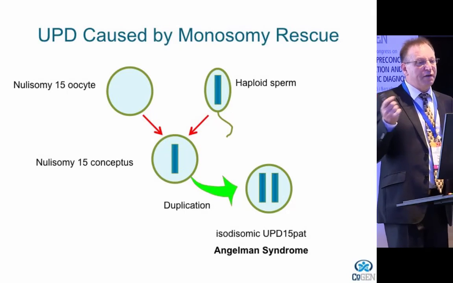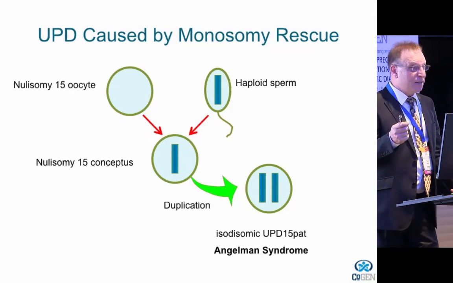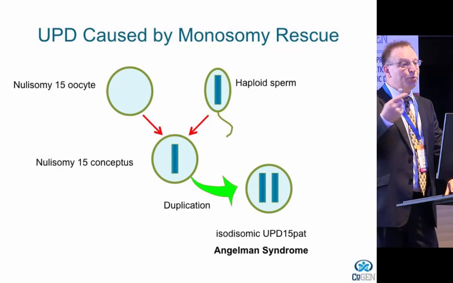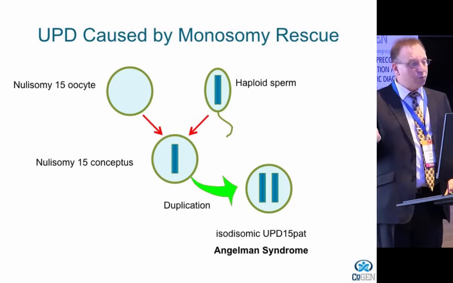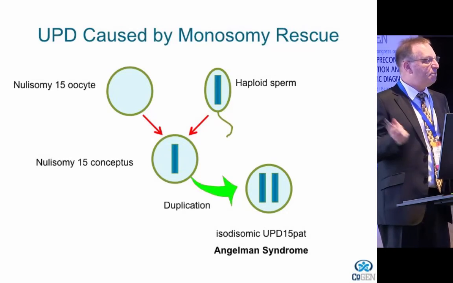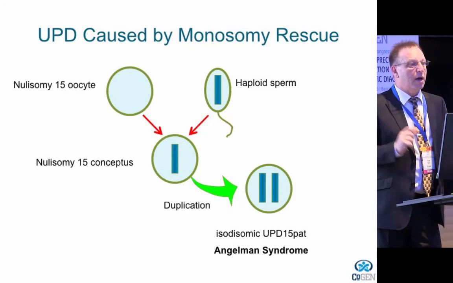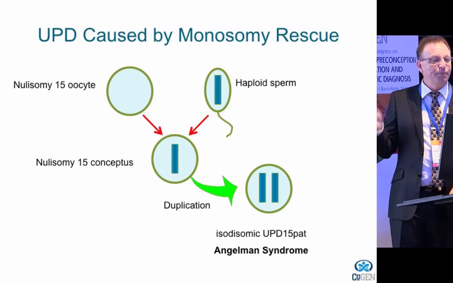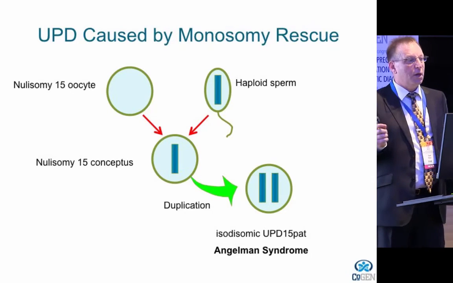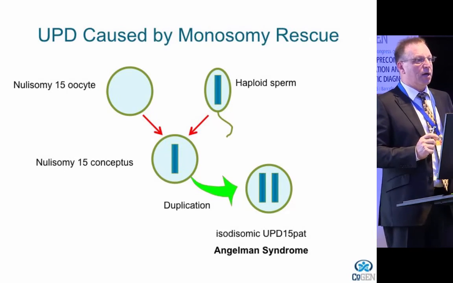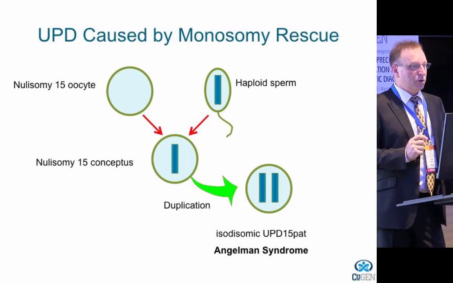That means an embryo with a missing chromosome 15. Again, this is non-viable unless something occurs. And what occurs in this situation could be a duplication of that same chromosome 15. So we'll have two copies of chromosome 15, but this time occurring, both of them having been inherited from the father. And this is isodisomy, chromosome 15, uniparental disomy. In this situation, we get a condition called Angelman syndrome.